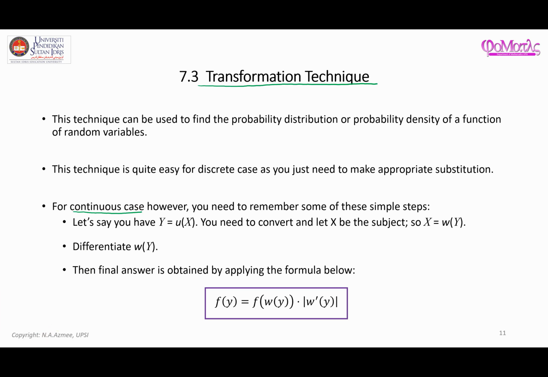So here the technique is used to find the PDF of a new random variable. And here are the simple steps that you have to remember.